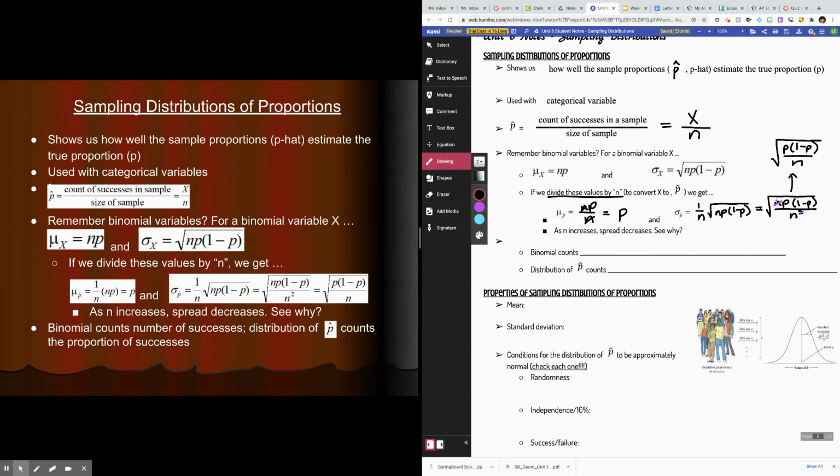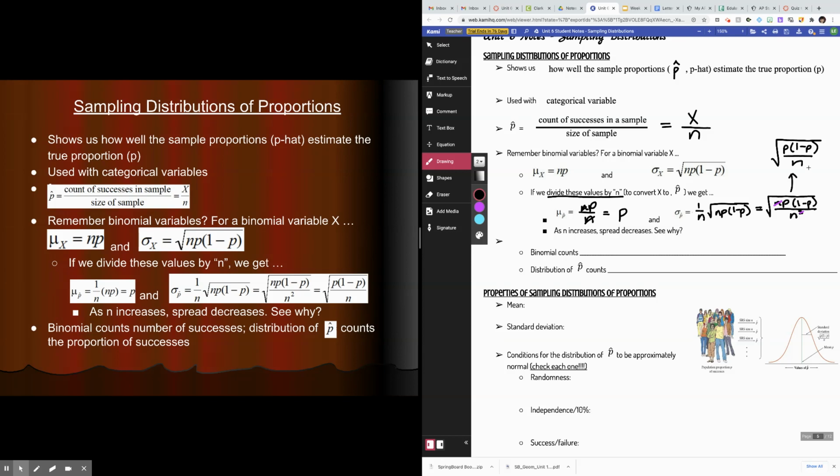So I'm hoping that you can see, especially from this standard deviation formula, that as n increases, our spread is going to decrease, right? The larger the denominator of a fraction, the smaller the number, right?